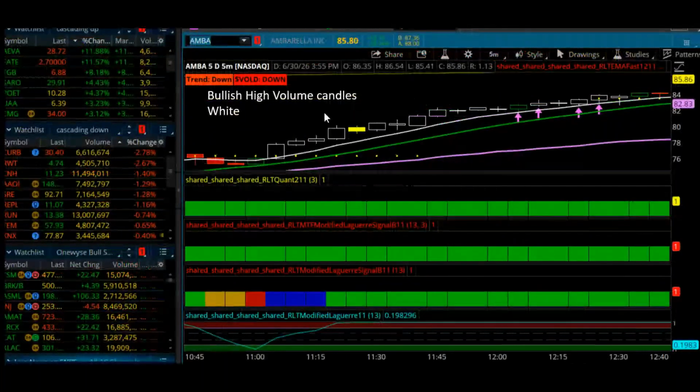Now, it's also important to understand that bullish high volume candles are white. Here it is right here. Here's Amber. This is actually a trade I took today. We're going to talk about this a little later, but you want to notice that the candles that are white, that's high volume. Those are high volume bullish candles right there.